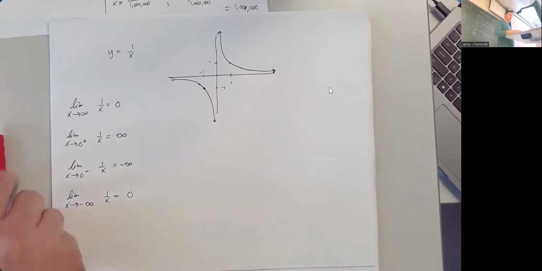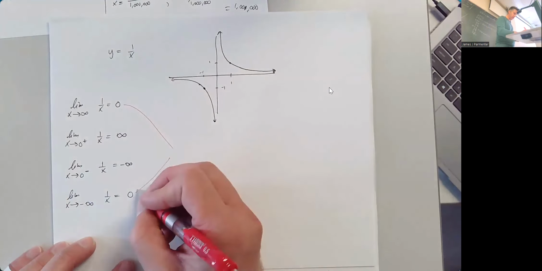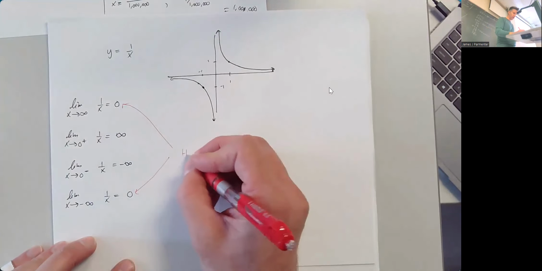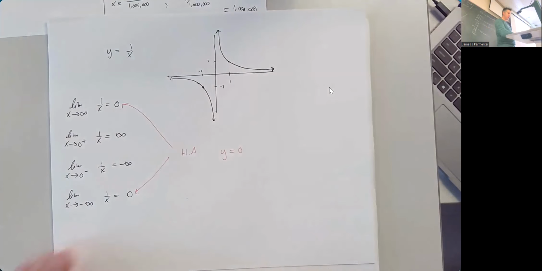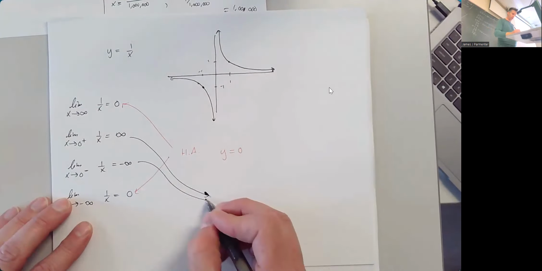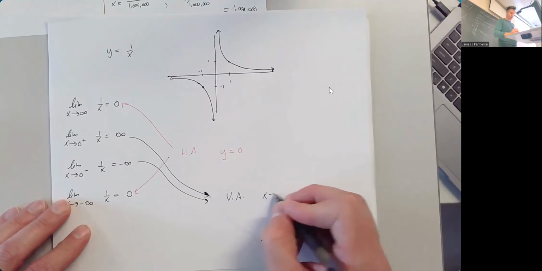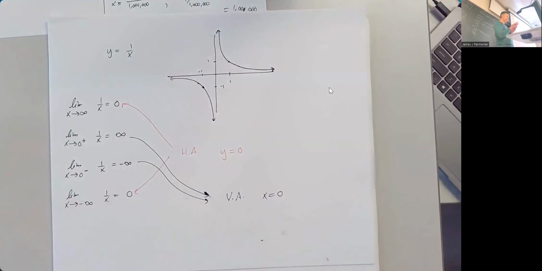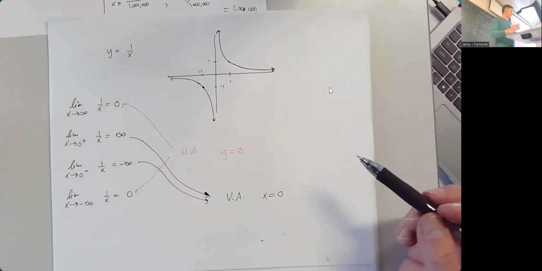The other thing I would point out is that these two limits are showing us that we have a horizontal asymptote, which is y equal to 0. And these limits are showing us that we have a vertical asymptote at x equal to 0, because as x gets closer and closer to 0, the y values get infinitely large or negatively infinitely large.